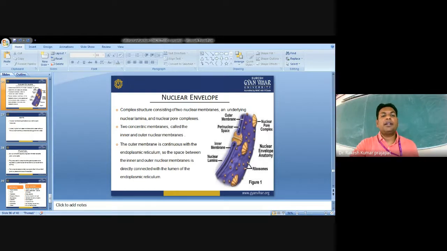Chloroplast, in detail: if we see the structure of the chloroplast, it is oval shaped and has two membranes, an outer and an inner membrane. The main function of the chloroplast is to perform photosynthesis.